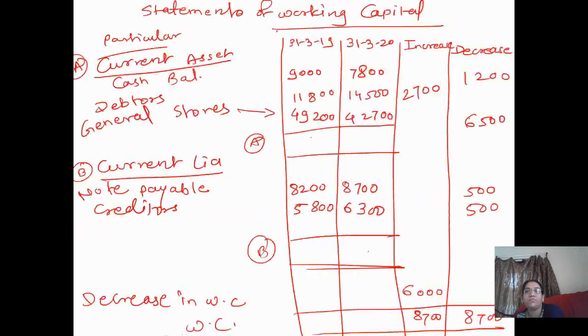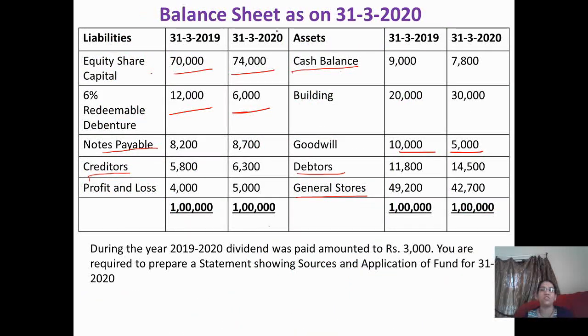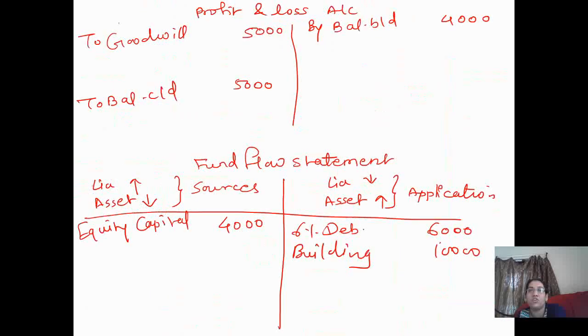Okay. Next, we have already seen the total balance sheet. Lastly, the given adjustment: during the year 2019-20, dividend was paid amounting to rupees 3,000. Dividend was paid. So in the 11th standard, we have already learned the journal entry. Dividend paid means dividend is our expense, and 3,000 we have already paid. So what is the journal entry? Dividend account debit to cash account. So I have to post it here.